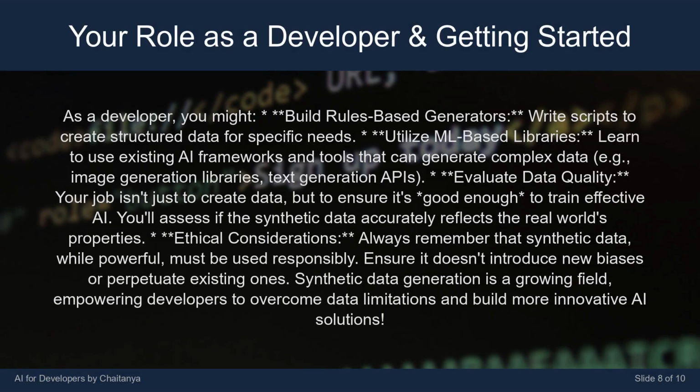As a developer, you might build rules-based generators: write scripts to create structured data for specific needs. Utilize ML-based libraries: learn to use existing AI frameworks and tools that can generate complex data, e.g., image generation libraries, text generation APIs. Evaluate data quality: your job isn't just to create data, but to ensure it's good enough to train effective AI. You'll assess if the synthetic data accurately reflects the real world's properties.